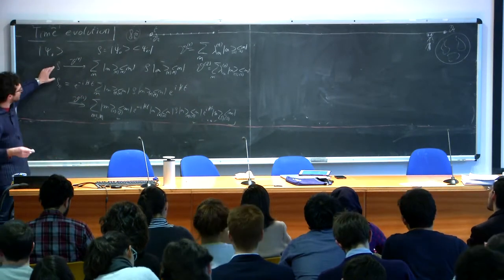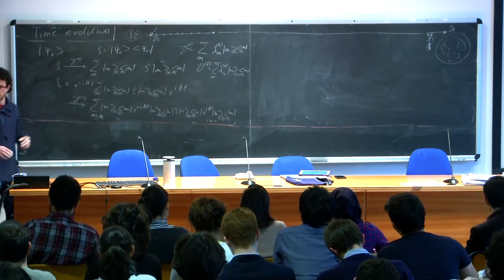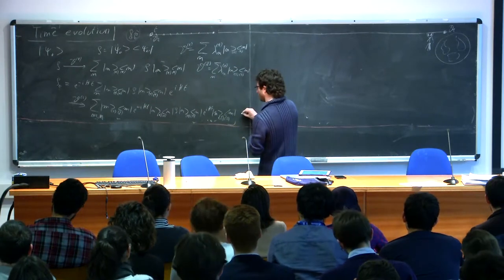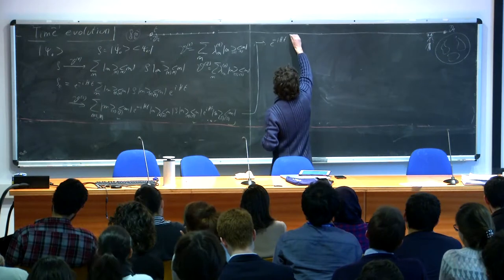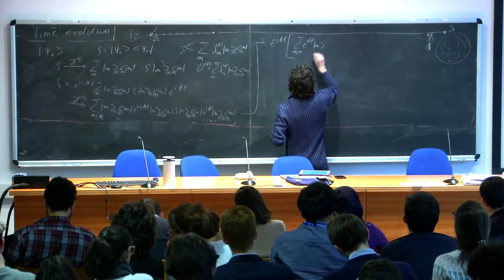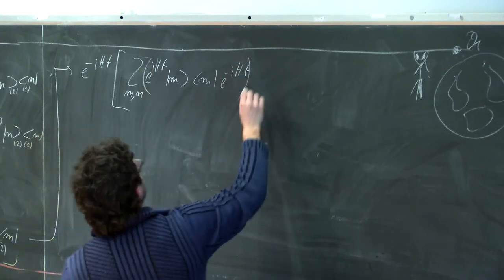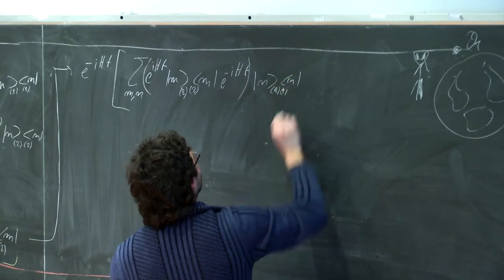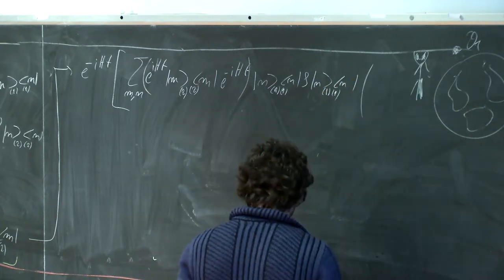So after the alien measured the observable, we got this. Then we evolved for some time. Then we measure some observable, and we obtain this. How can you rewrite this? Well, this can also be written as e to the minus i H t times the sum over m and n of e to the i H t |m2><m2| e to the minus i H t, and you have here |n1><n1|, then there is rho, |n1><n1|, and then we have the same, okay, alien.